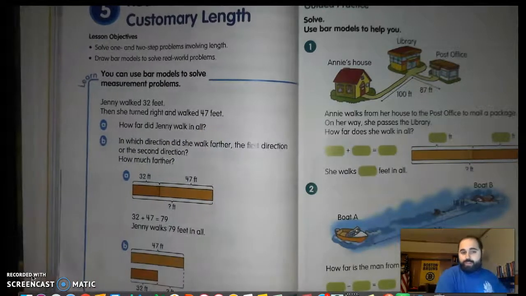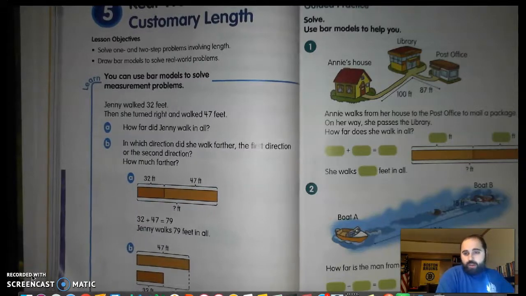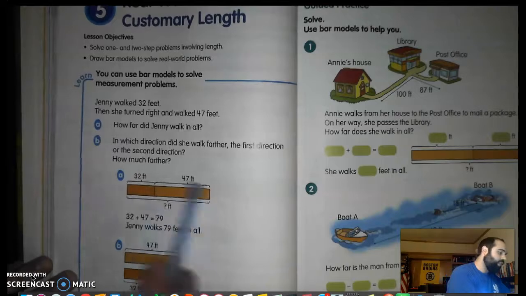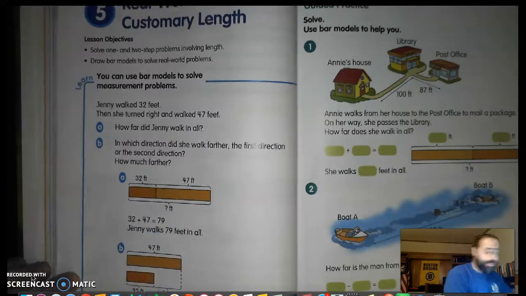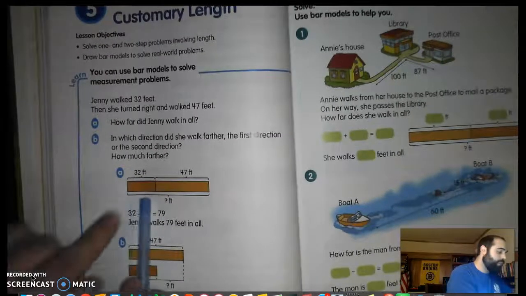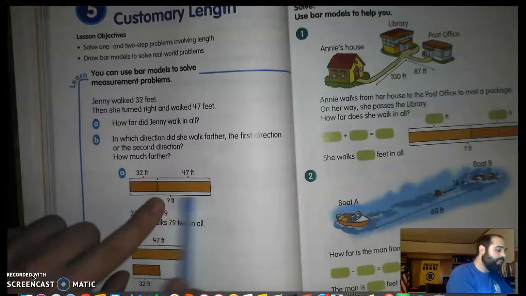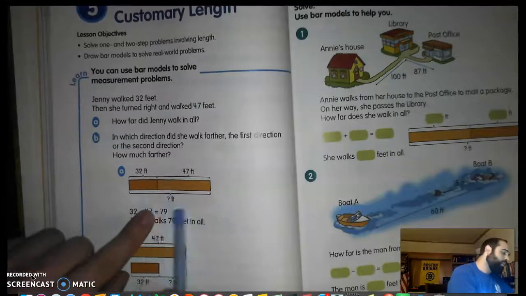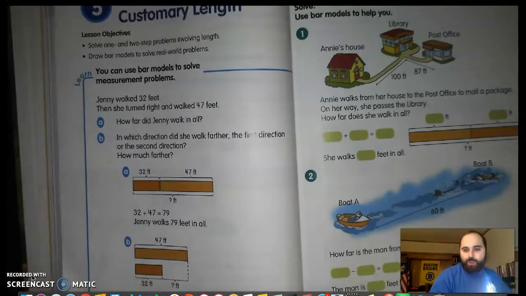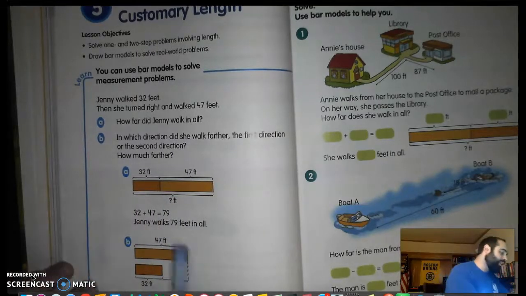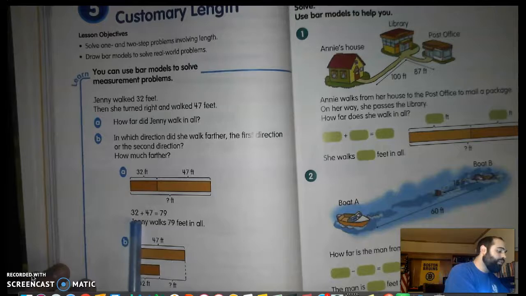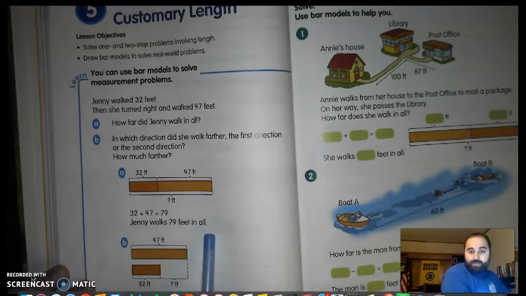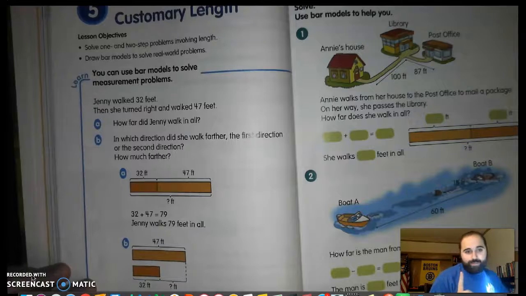So we got two pieces of information, and we're going to actually use a bar model for us to visualize and see it. And down here in A, you can see that they did that for you. So they took the first amount, 32, they made it small, and then 47, and they made that a little bit bigger because 47 is bigger than 32. And what we want to know, that question mark, is what is the total, the whole bar model? What is it worth? So it's an addition problem. 32 plus 47 equals 79. Jenny walked 79 feet in all. So that's the first part of the question.